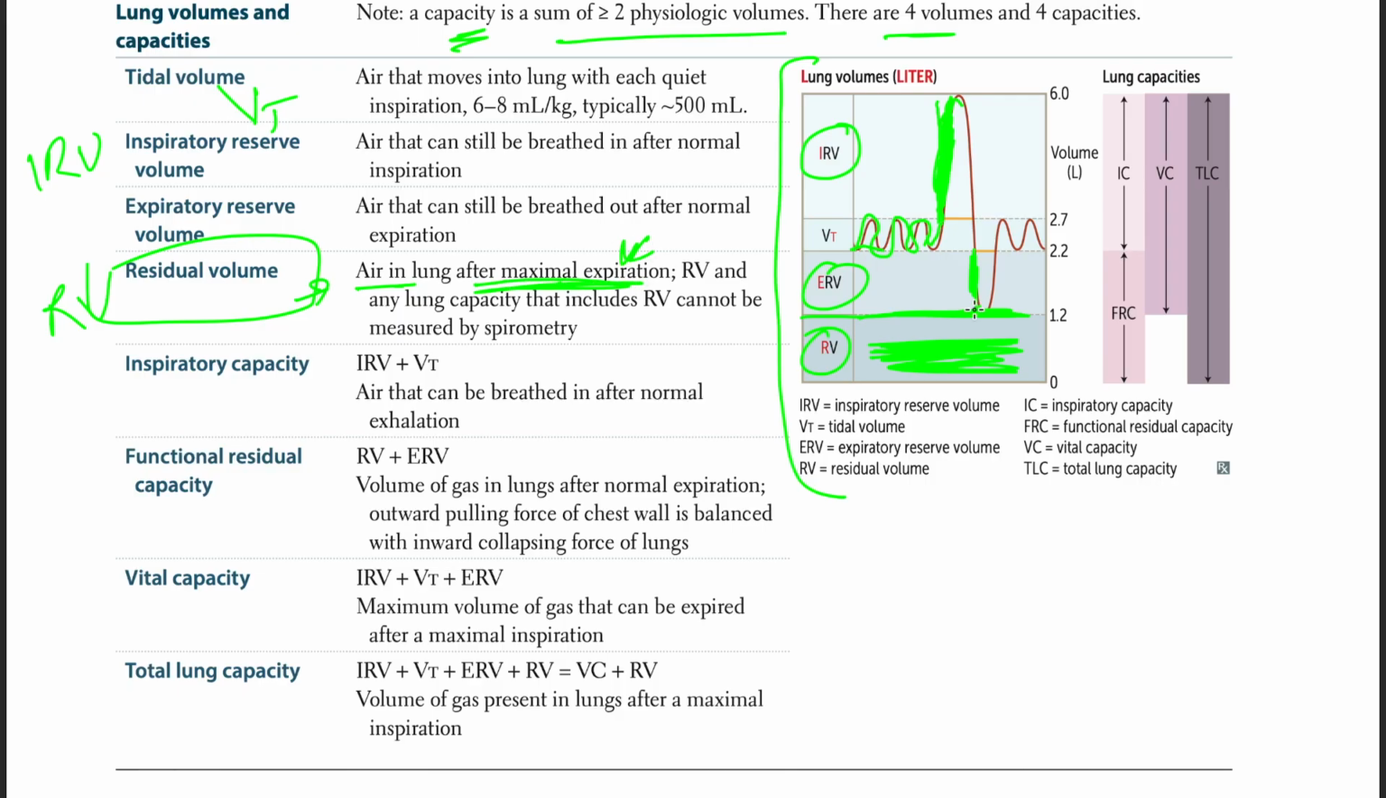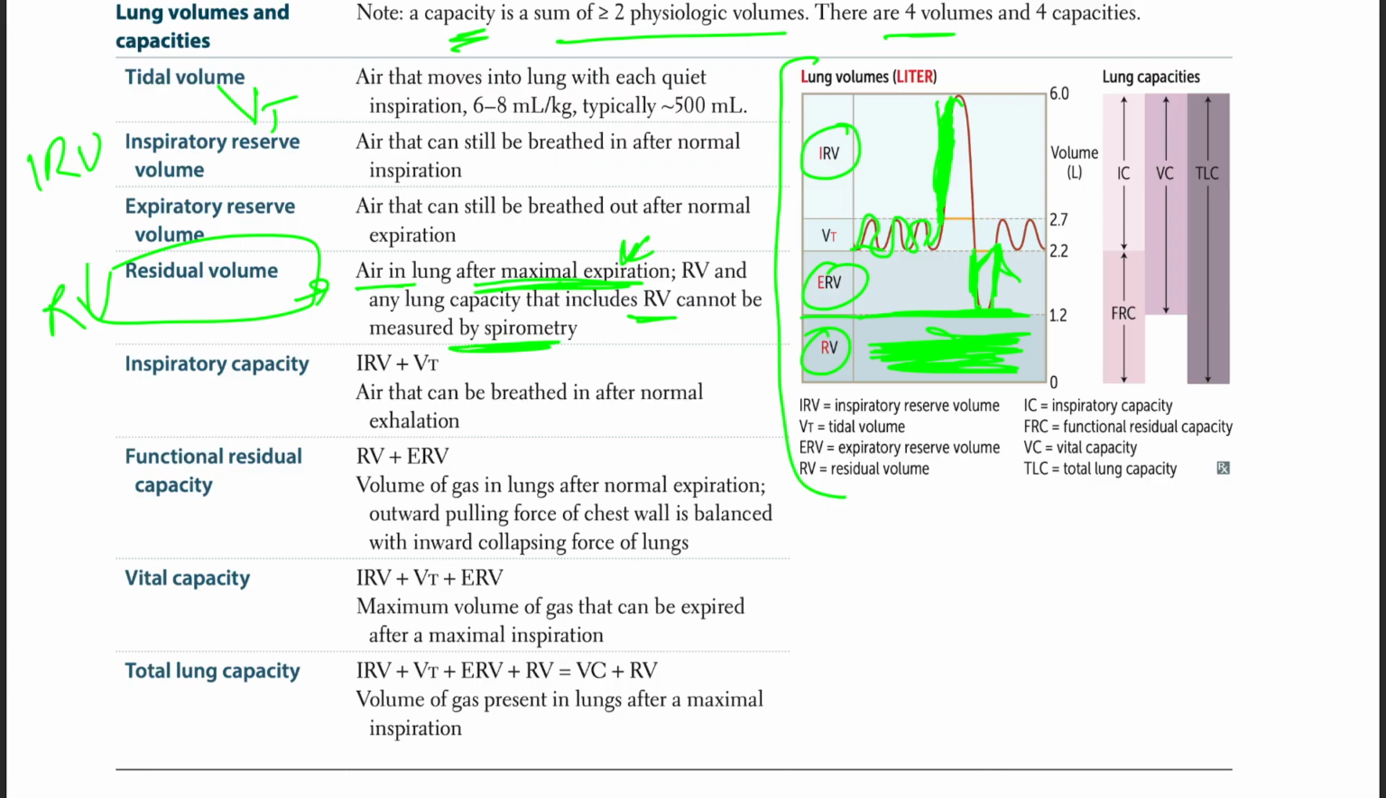So you have maximally expired, but you still have air here, and that is your RV. RV and any lung capacity that includes RV cannot be measured by spirometry. You can't measure it because you can't take it out. How can you measure it? There's no point in measuring it.